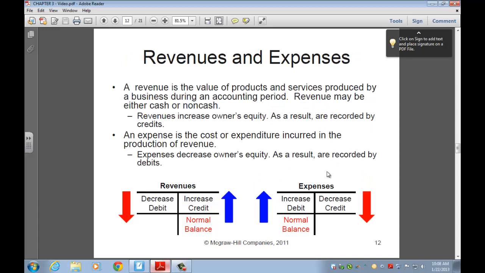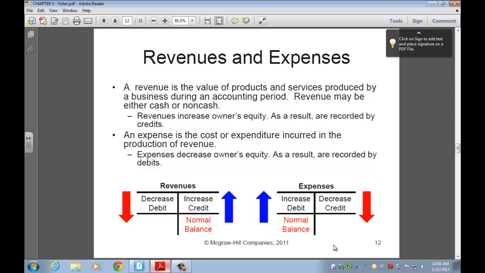Revenues and expenses. A revenue is the value of products and services produced by a business during an accounting period. Revenue can be cash or non-cash. Revenues increase owner's equity. As a result, they're recorded by credits. So when you think of revenues, think of owner's equity, and always go back to the basic accounting equation. So the normal balance is a credit. Credits represent increases in revenues, and debits represent decreases in revenues.